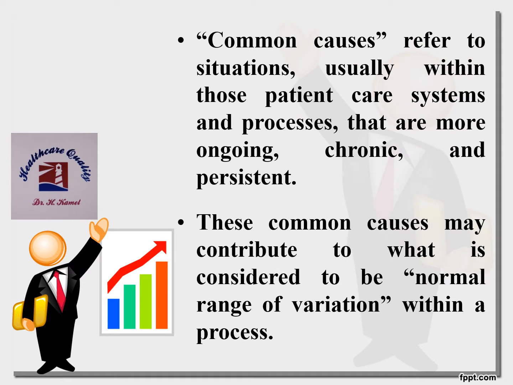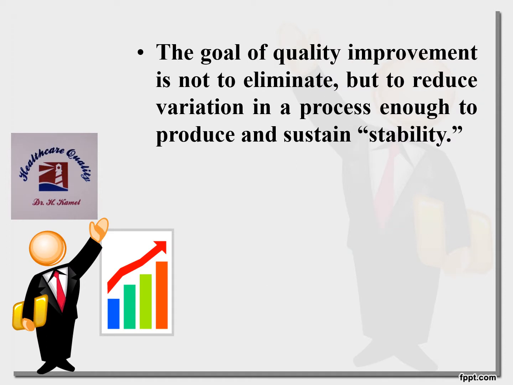Common causes refer to situations usually within those patient care systems and processes that are more ongoing, chronic, and persistent. These common causes may contribute to what is considered to be the normal range of variation within a process. The goal of quality improvement is not to eliminate, but to reduce variation in a process enough to produce and sustain stability.